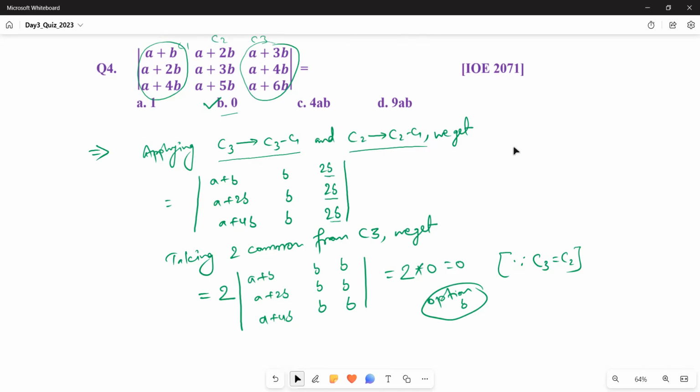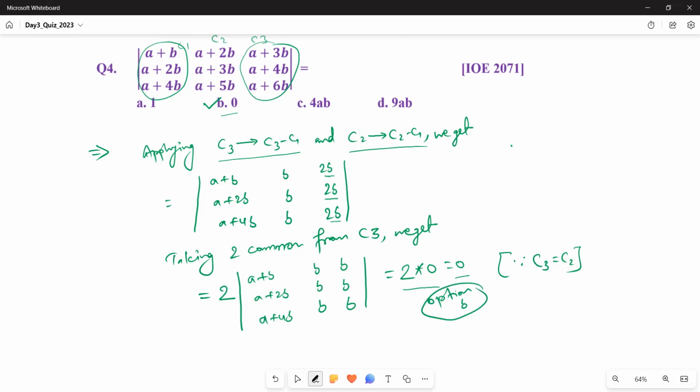And now when you take 2 common from C3, it will have column 3 as b, b, b, and we also already have column 2 as b, b, b. So we can see that column 3 and column 2 have equal values. So from the rule of determinants, whenever there are two rows or two columns having equal values, the value of the determinant will evaluate to what? 0. So 2 times 0 is what? 0. So 0 is in option B, right?